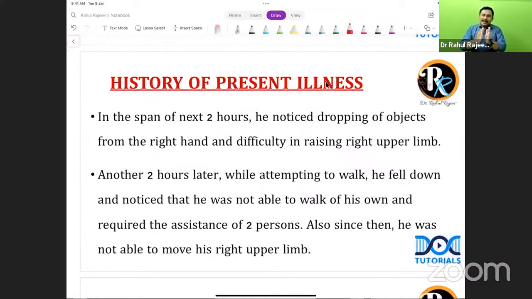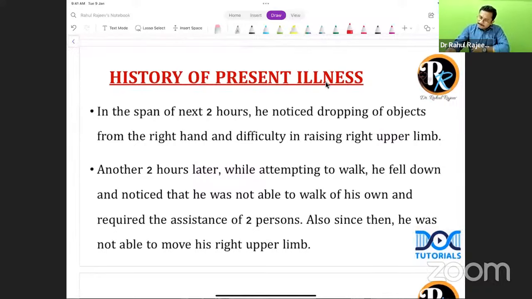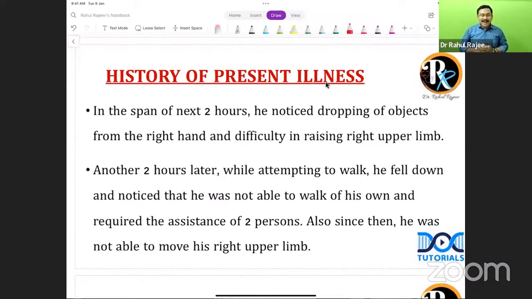Let's move forward to the remaining part of the history of present illness. In the span of the next 2 hours, he noticed dropping objects from the right hand and difficulty in raising the right upper limb. Another 2 hours later, while attempting to walk, he fell down and noticed that he was not able to walk on his own and required the assistance of 2 persons. Also, since then, he was not able to move his right upper limb. So what is this? Let me tell you.